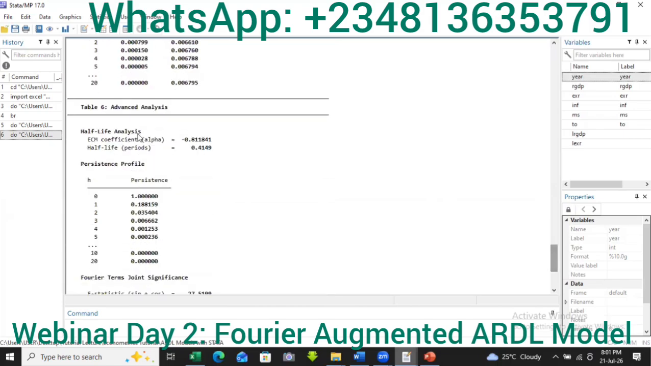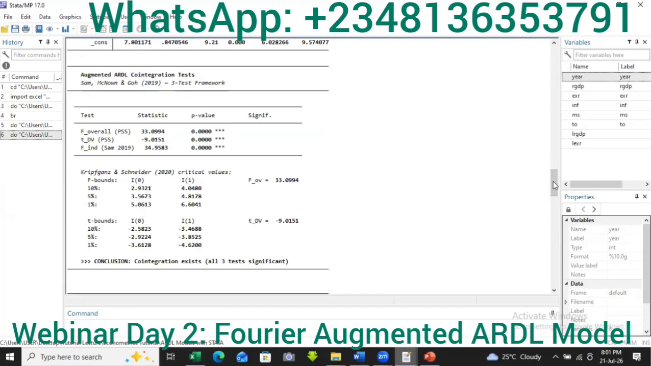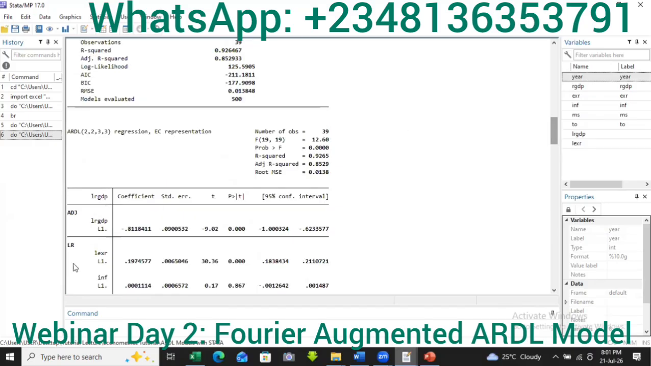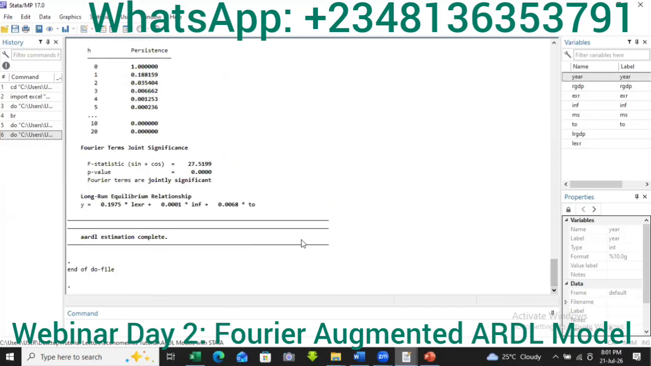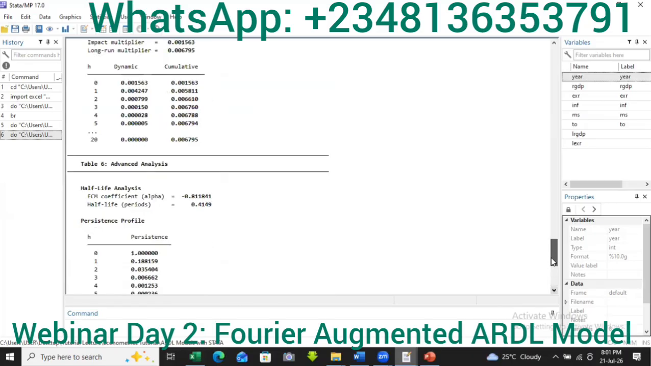Now moving to the half-life period. You can see this is the coefficient of the error correction term that we have. This is minus 0.81, equivalent to what we have as our adjustment speed here. And the half-life period that we have here is 0.4192. So it's about 0.4.